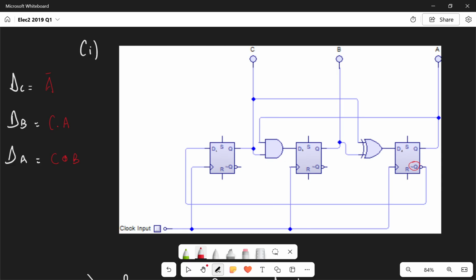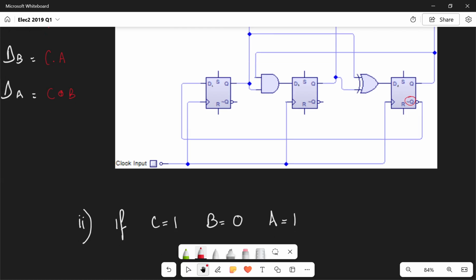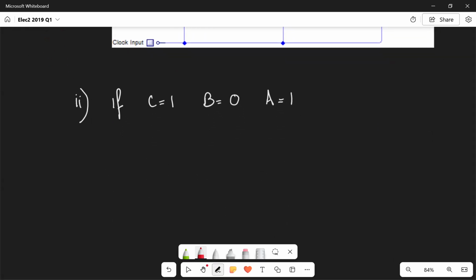Now that clock input of one pulse means that via the logic gates, we're going to get those outputs going through the D types and outputting on the new CBA outputs. And what we need to realize is that D goes to Q on a clock pulse. Okay, so the easiest way probably to look at this is to think about if C equals 1, B equals 0, A equals 1, what does that mean in terms of DC, DB and DA using our Boolean expressions?